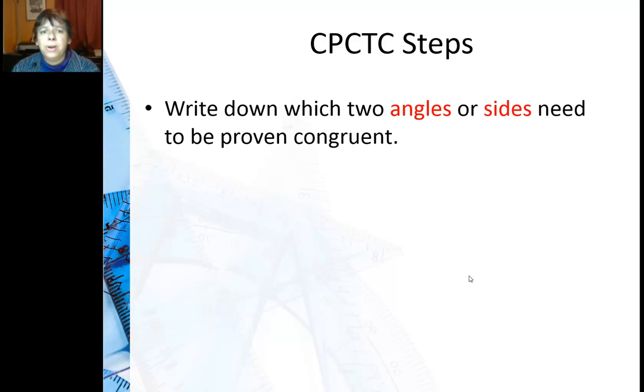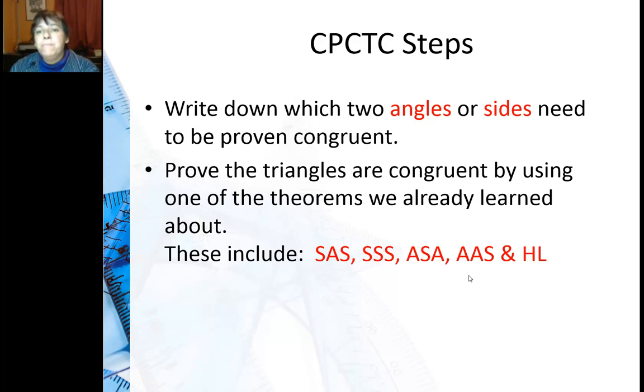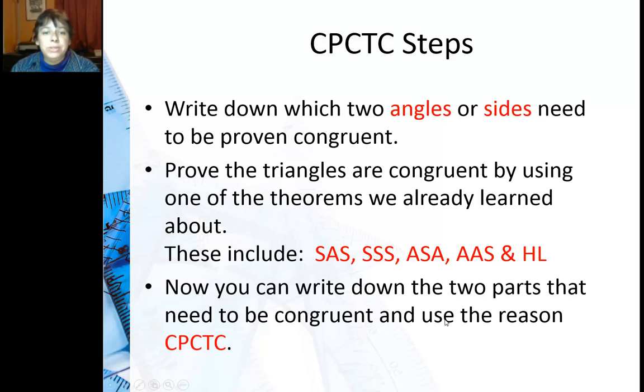So the steps are, write down which two angles or sides need to be proven congruent. That's your prove part. Then prove the triangles are congruent by using one of the theorems we already learned, either side, angle, side, side, side, side, angle, side, angle, angle, angle, side, and hypotenuse, leg. Finally, once you prove the two triangles are congruent, then you can say the two parts are congruent, either the two sides or the two angles, and use the reason CPCTC.